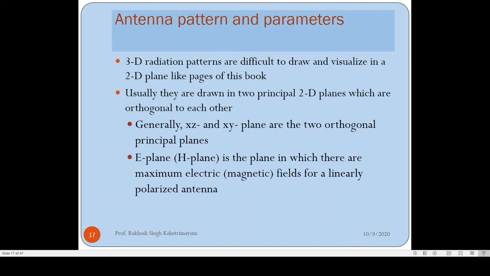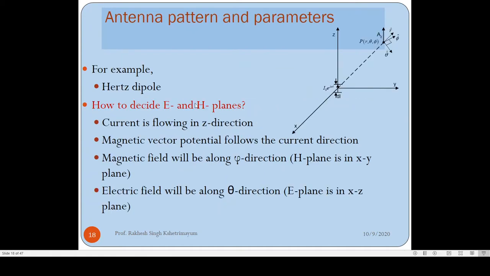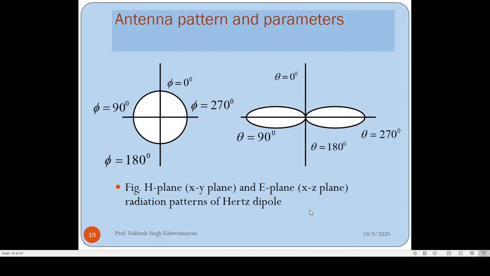As you know, a 3D pattern is very difficult to draw on a 2D plane, so we usually have two principal cut planes, E plane and H plane. We have already discussed that. For the dipole antenna, XY is the H plane and the E plane is the XZ plane. And this is the H plane pattern of the dipole antenna.